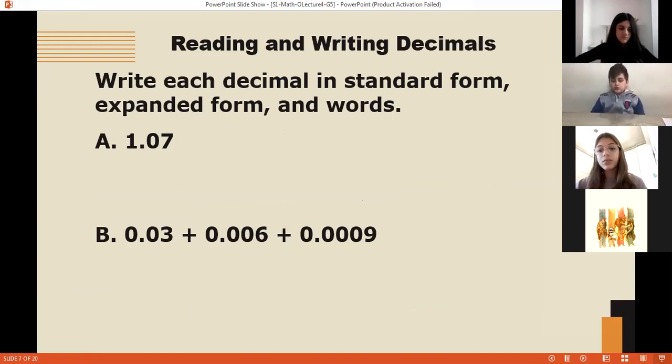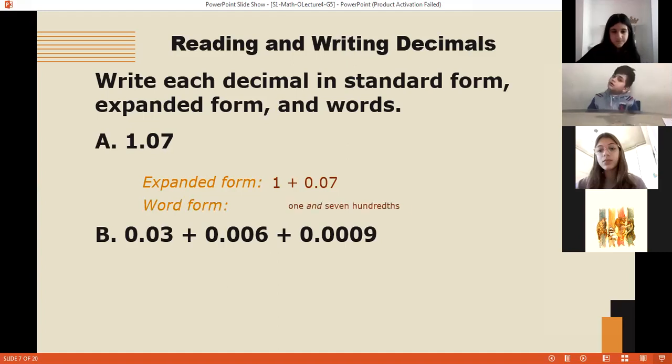I'm going to start with Rasha. The first one, what do we have? 1.07. Can you write it in expanded form? One plus 0.07. Excellent, Rasha. Can you say it in word form? We are still in part A. I want the two forms, the expanded and the word form. One and 7 hundredths. Very good, hundredths. Excellent.